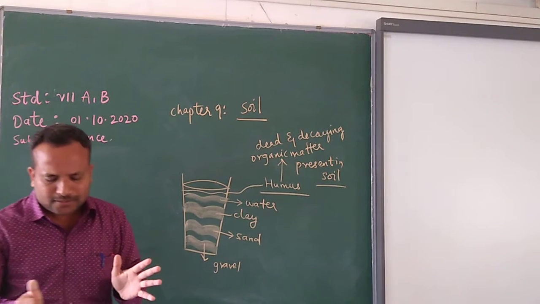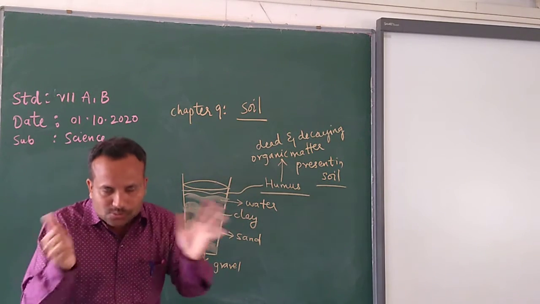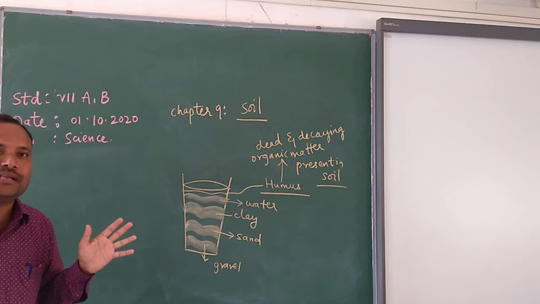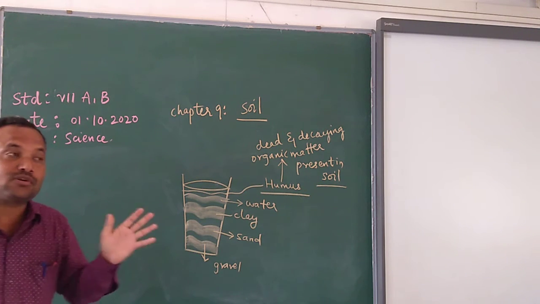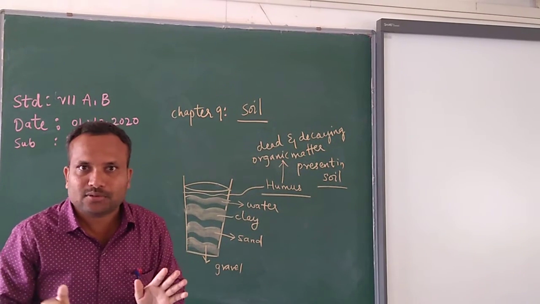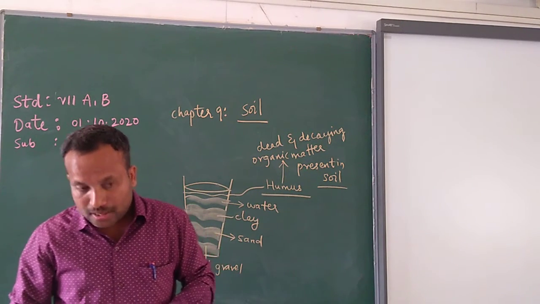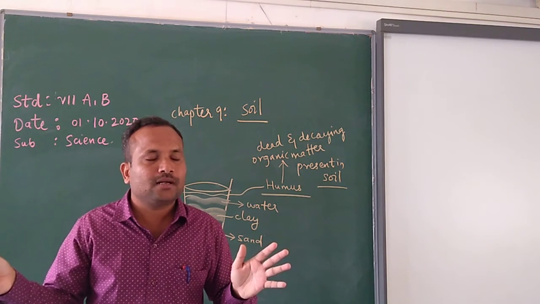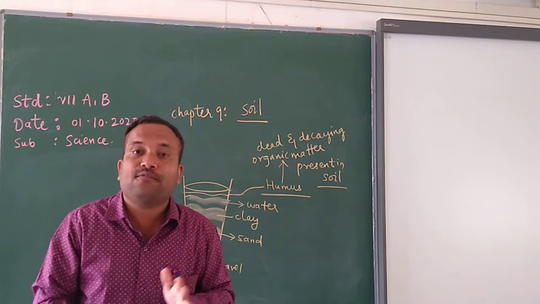Okay, then so this is what we can find: the different layers of soil in our earth. Okay, then how was the soil formed? How was the soil formed means the breaking down of rocks.